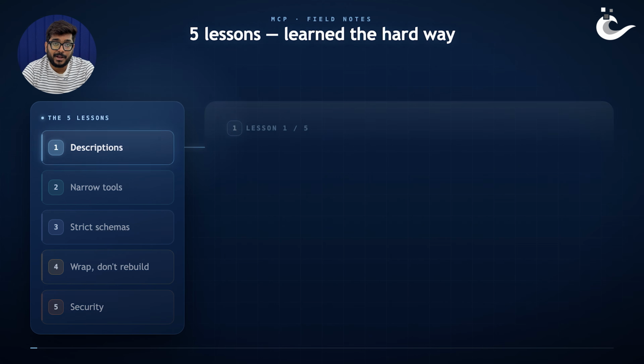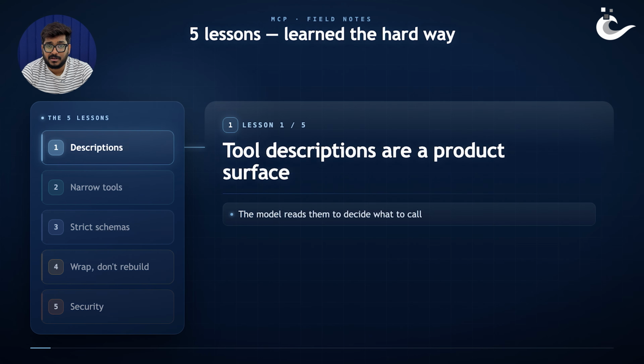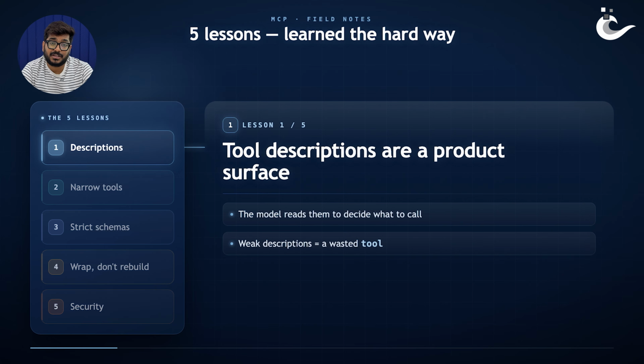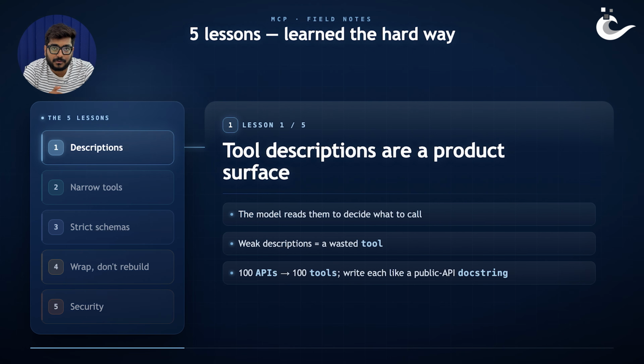A few things experienced MCP authors have learned the hard way. One: tool descriptions are your product surface. The model reads them and decides what to call. Vague descriptions make a tool a waste. For example, if you have 100 different APIs, make 100 different tools. Just to save time, don't make a God tool which doesn't execute anything. The LLMs are great at chaining. So if you have 100 APIs, make 100 tools for them and then treat them like a docstring for a public API. If the description is great, the MCP tool calling will be great.